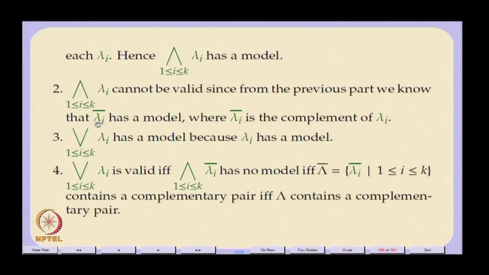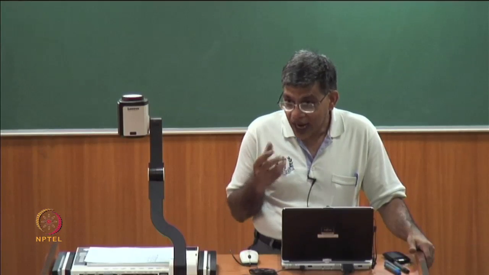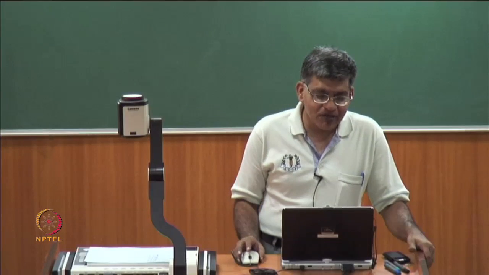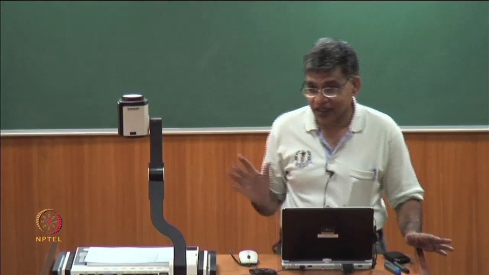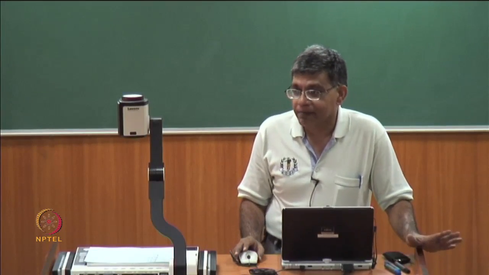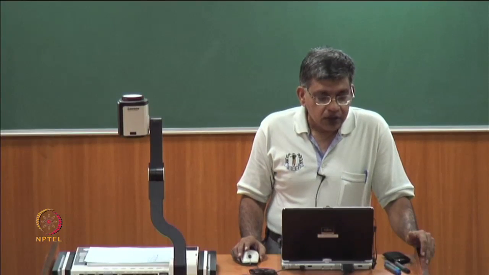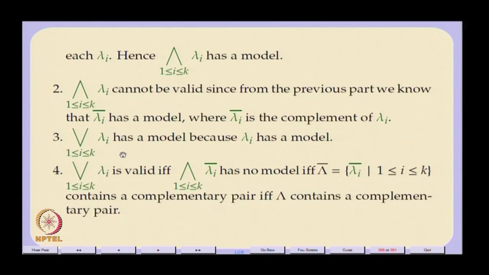I can take any literal, there is a model for the complement of the literal. I can take that singleton set and there is a model for it. So that interpretation is clearly not a model of this big AND of lambda I, and therefore big AND of lambda I cannot be logically valid. Big OR of lambda I has a model, because I can take any singleton set lambda I and just create a model for it.